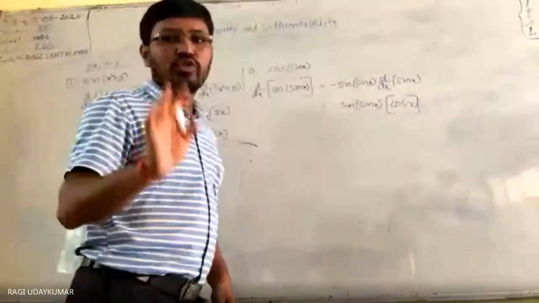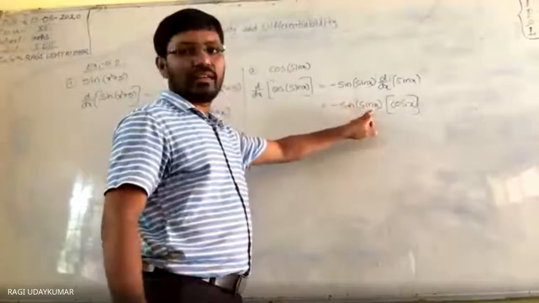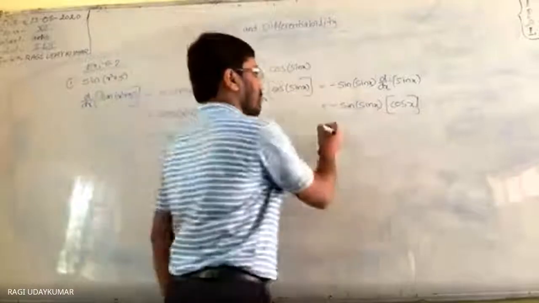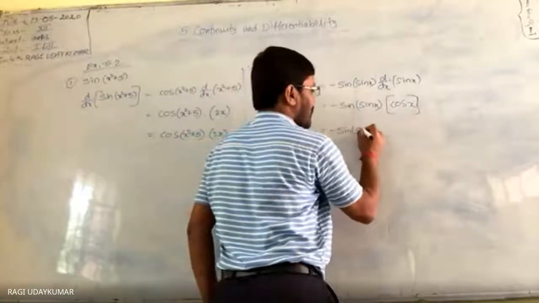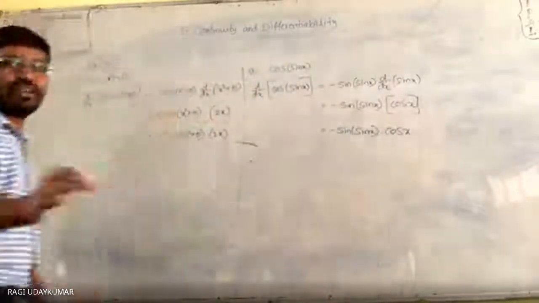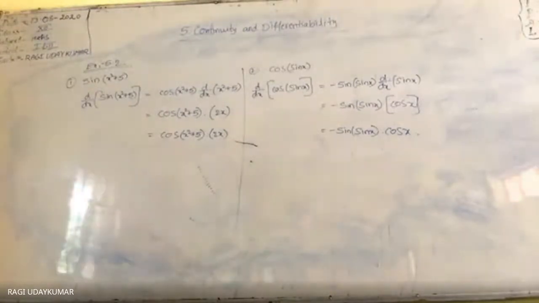And most of the students in this problem make the mistake of multiplying sin x and sin x. No, this is sine of sin x. So the final answer will be minus sine of sin x into cos x. Again, you do not need to differentiate cos x because we only have x. Did you understand? Yes, sir. Yes, sir. Yes, sir.